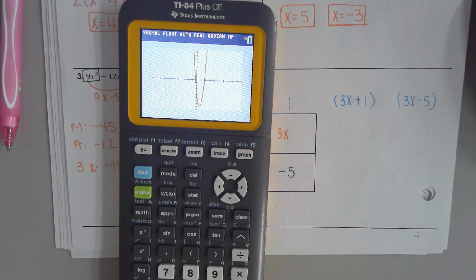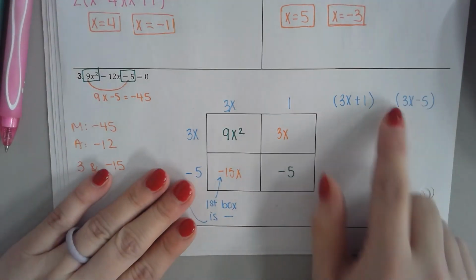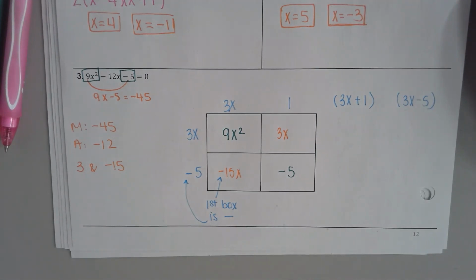And it is hard to tell on the screen, but they did. So if you do it on your calculator, you'll see you have the blue line, and then it'll go in red right over top of it, which tells you those are the exact same parabola, so you have factored it correctly. So your factors are 3x plus 1 and 3x minus 5.